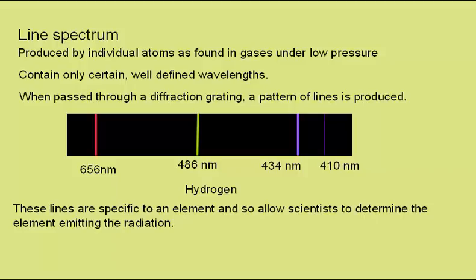These lines are specific to an element, so helium, for instance, would have a different line spectrum. This acts like a fingerprint and allows scientists to determine the element emitting the radiation. Further details of how line spectra are produced can be found on the video named Ionization and Excitation.